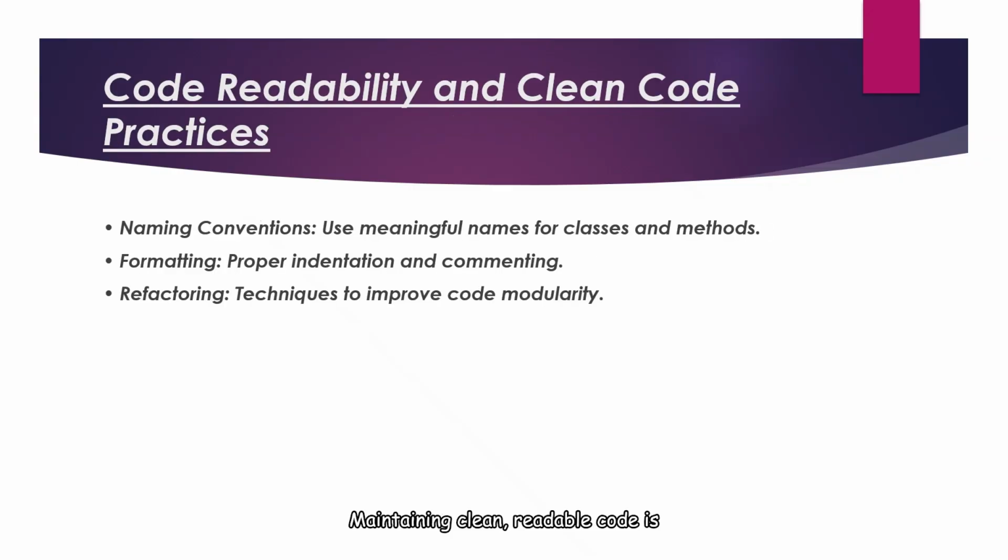Maintaining clean, readable code is a non-negotiable standard in professional development. We adhere to clear naming conventions. For instance, methods like reserve book are immediately understandable. We use meaningful class names, keep functions small and focused, and write descriptive comments where necessary, explaining the why, not just the what. Refactoring is continuous.